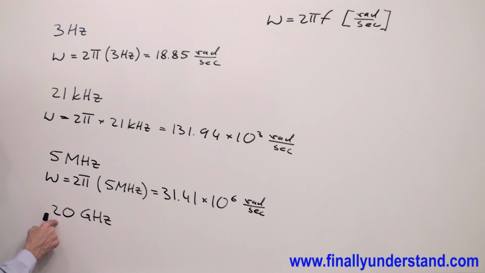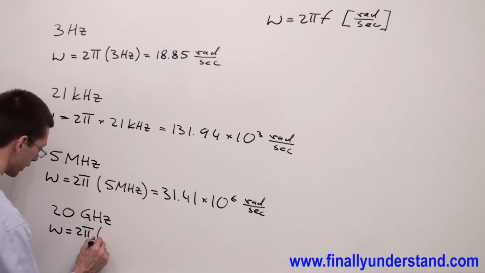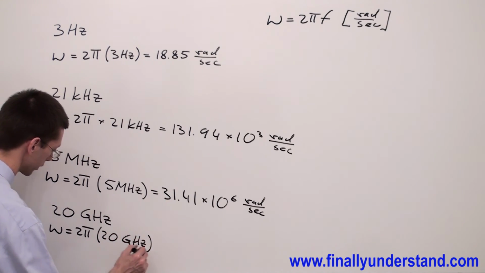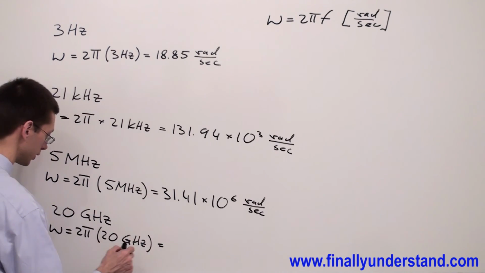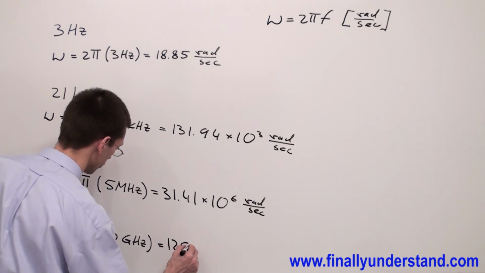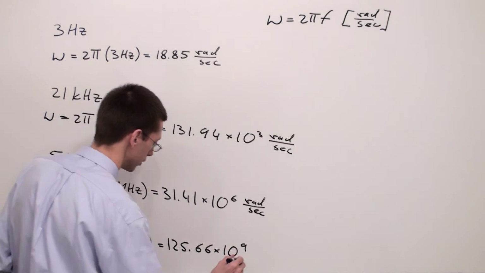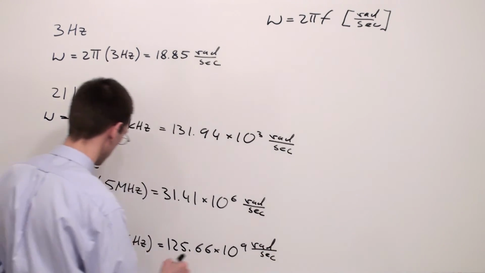Let's take a look at this one. I have omega is equal to 2 pi times 20 gigahertz. Remember, giga represents the power of 10 to the 9th. So 2 pi times 20 giga is equal to 125.66 times 10 to the 9th radians per second. This is the solution to my problem.